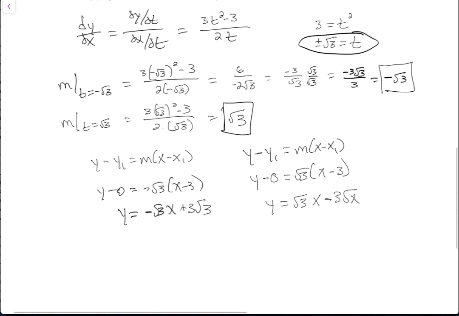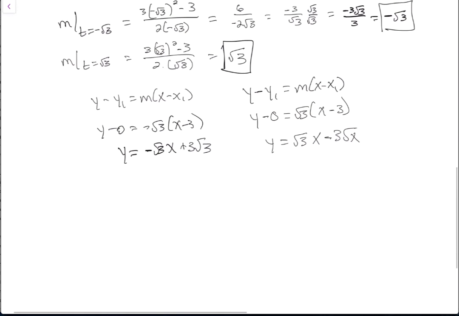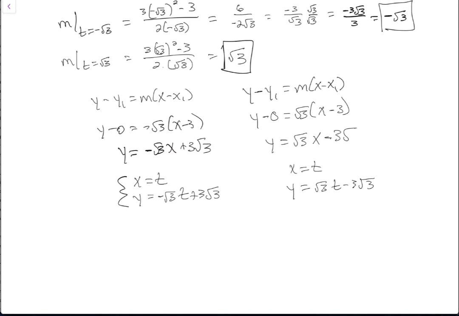Now if I want to graph these in my calculator, remember I'm in parametric mode, I'm not in function mode. So to graph this on my calculator, I'm going to let x equals t, and then I'm going to let y equals negative root 3 t plus 3 root 3, and that'll graph that tangent line as a set of parametric equations. Then I'll do the same thing over here. I'll just let x be the parameter and let y be root 3 t minus 3 root 3. I just noticed a typo there, I wrote x, so that should be just a 3.